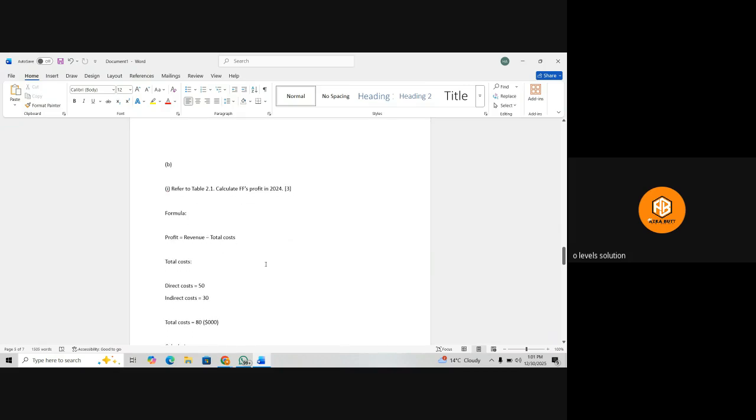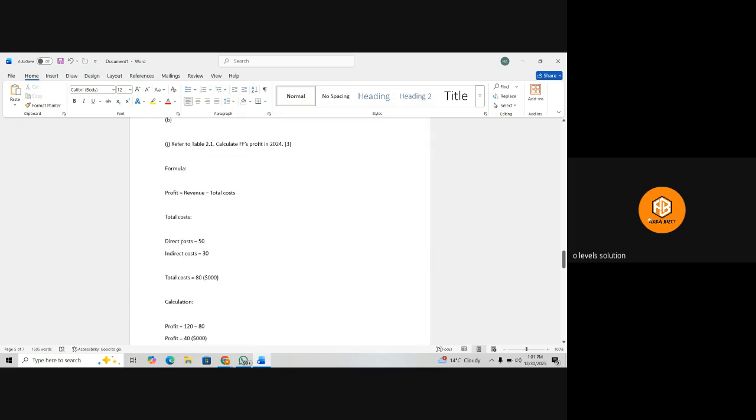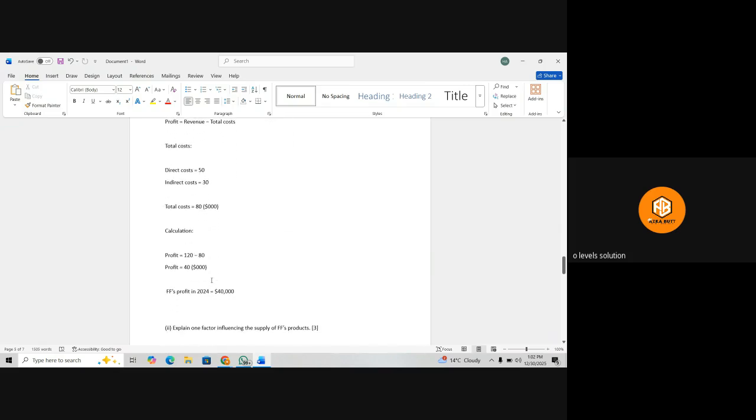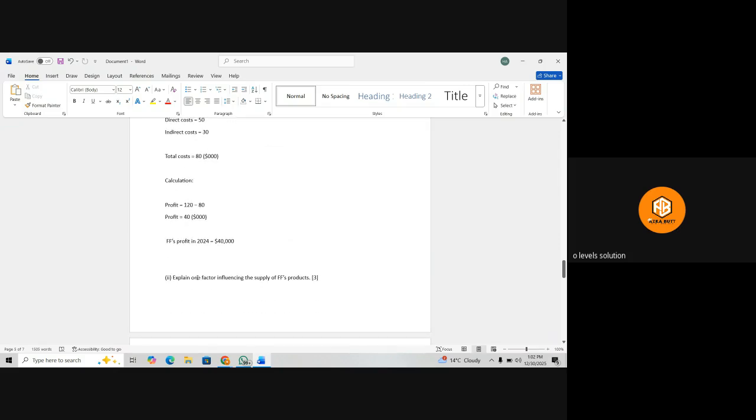And after that, we have to find out the profit in 2024. So the formula for the profit is equal to revenue minus total cost. So the total cost is equal to direct cost plus indirect cost. So direct cost is 50, indirect cost is 30. So total cost is $80,000, and the revenue was 120. So 120 minus 80, so the 40,000 left. So profit for the year is 40,000.